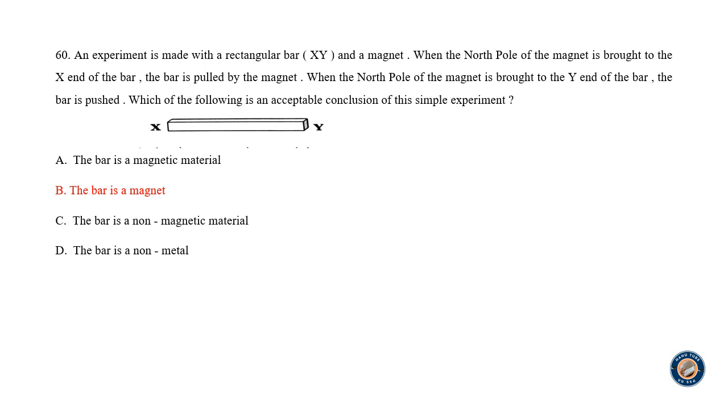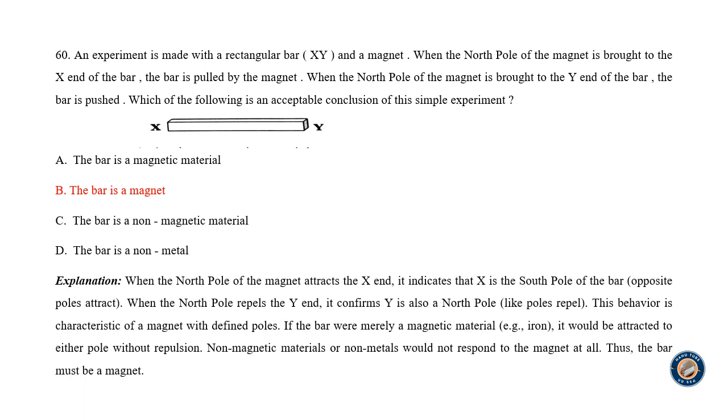The answer will be the bar is a magnet. When the north pole of the magnet attracts the X end, it indicates that X is the south pole of the bar. Opposite poles attract. When the north pole repels the Y end, it confirms Y is also a north pole. Like poles repel. This behavior is characteristic of a magnet with defined poles. If the bar were merely a magnetic material, for example iron, it would be attracted to either pole without repulsion. Non-magnetic materials or non-metals would not respond to the magnet at all. Thus, the bar must be a magnet.